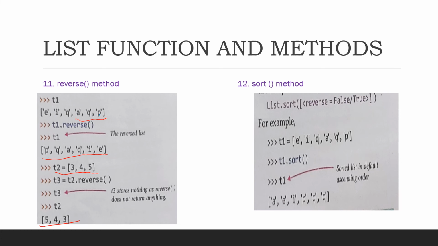Now next is sort. Sort is nothing but putting them in the right order, like ascending order or descending order. It can be in letters, it can be in numbers or any other characters. So let's see this example. T1 is equal to E, I, Q, A, P, Q, P. So now you're using the syntax T1 dot sort. Now the output will be A, E, I, P, Q, Q. So it arranged it in ascending order of alphabets.